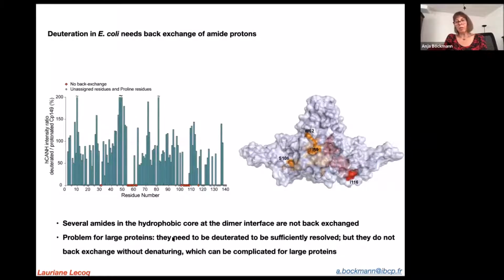But when you have even more resonances, then you need the deuteration. And this can be complicated, to really obtain all the NH signals without denaturing and renaturing, which can be very, very complicated to hopeless in large membrane proteins, for example.